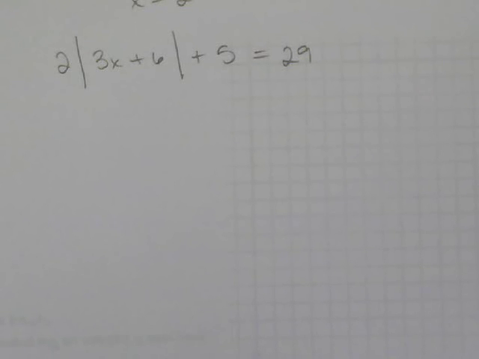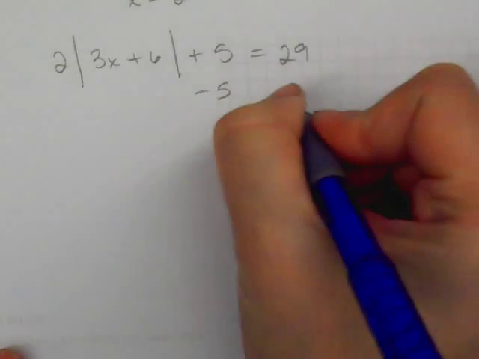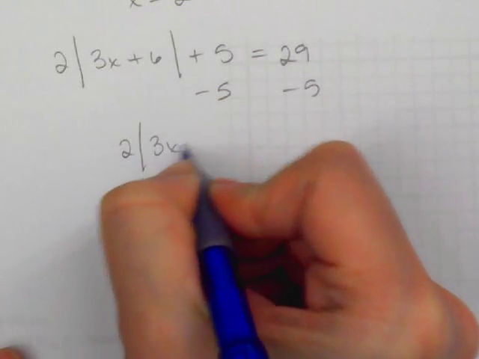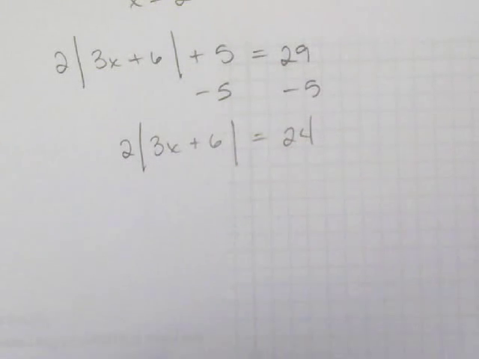And this is where you can kind of think of the order of operations backwards. So my last step is usually adding and subtracting in the order of operations. So when I'm trying to get something alone, when I'm trying to kind of unwrap a problem, the adding and subtracting is the first thing I'm going to get rid of. So minus 5 from both sides. So I have 2 times the absolute value of 3x plus 6 equals 24.